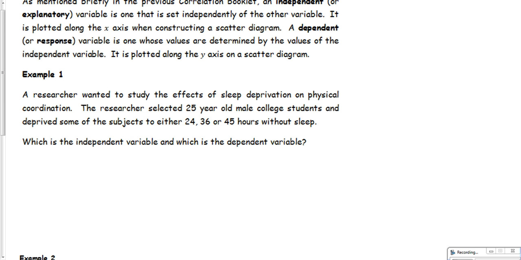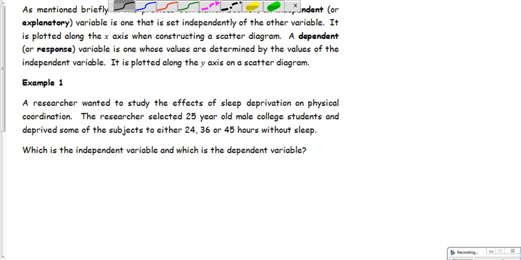Regression Examples 1 and 2. In these first two examples, we're looking at the terminology involved in correlation. If you look back at the correlation booklet, we had 4 words that represented the 2 different types of variables that we might get when we're looking at bivariate data.